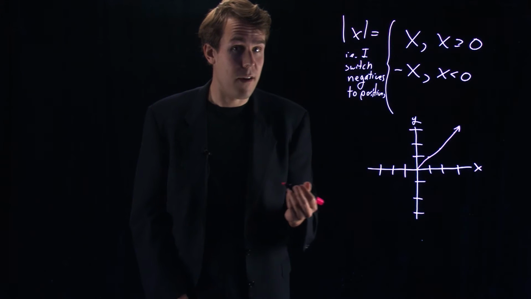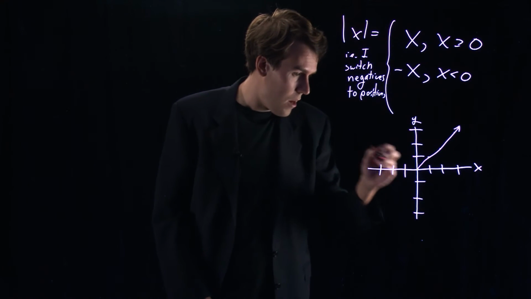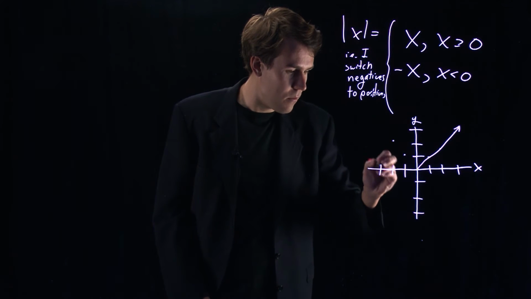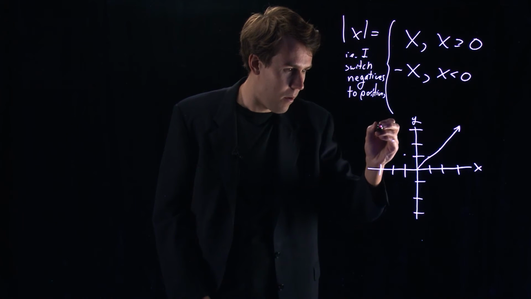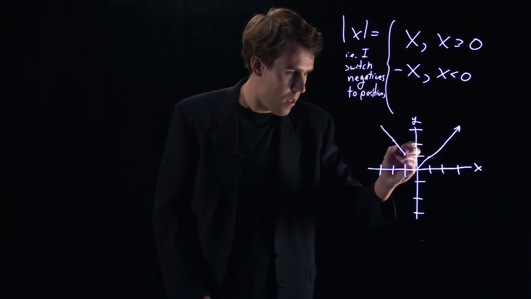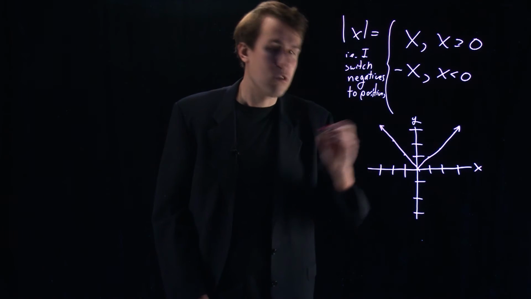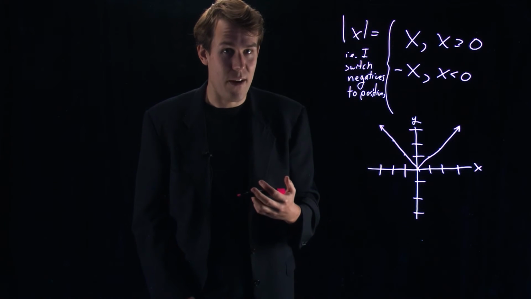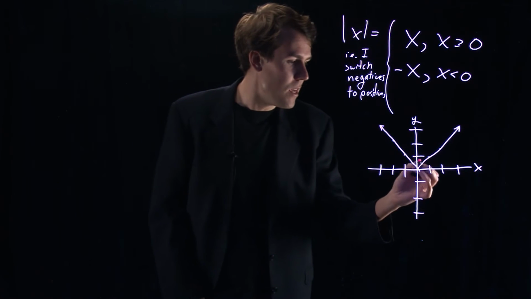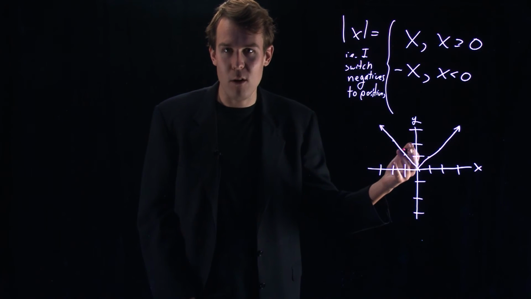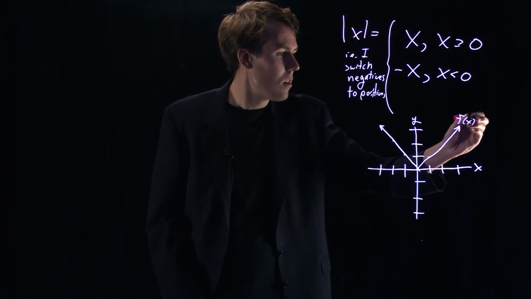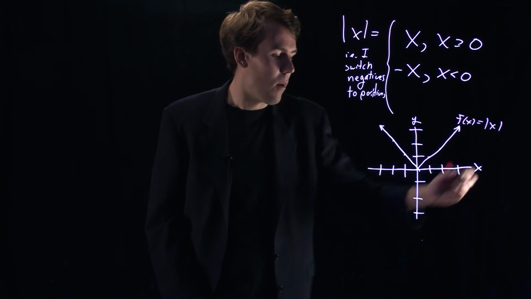For negative values of x, it looks quite different. Negative 1 goes to 1, negative 2 goes to positive 2, negative 3 goes to positive 3. So over here, our plot looks like f of x equals negative x. So I get this nice V shape that is very typical of absolute value functions. So this is f of x equals absolute value of x.